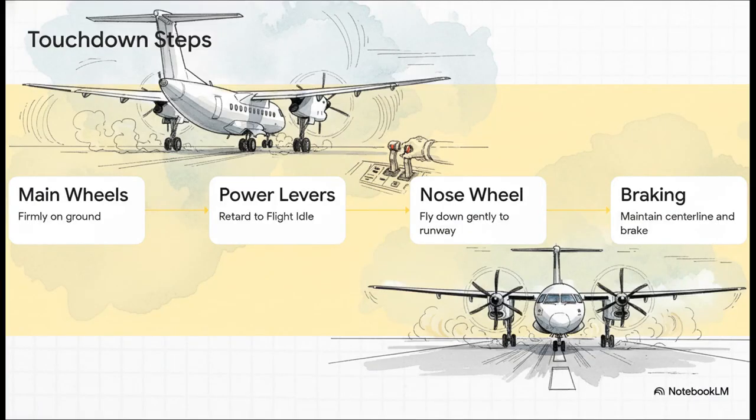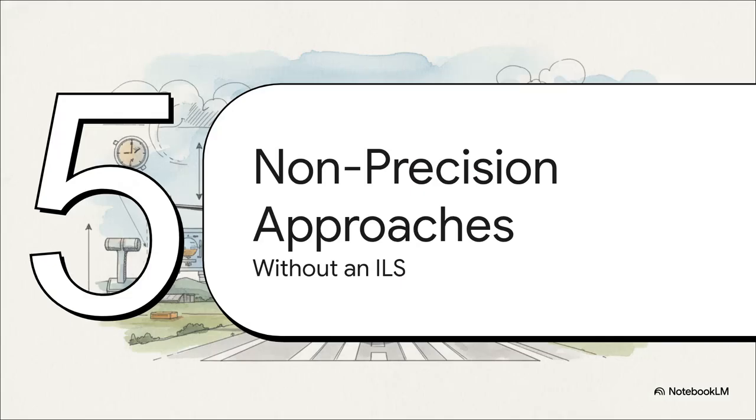And now, the final physical steps to get this 26-ton machine safely onto the tarmac. You hold that 4-degree pitch until those main wheels are firmly planted on the ground. Only then do you pull the power levers back to flight idle. Seriously, do not cut power in the air. The drag from those props will drop you like a rock. Once you're down, smoothly fly the nose wheel onto the runway, keep it on the center line, and apply progressive braking.